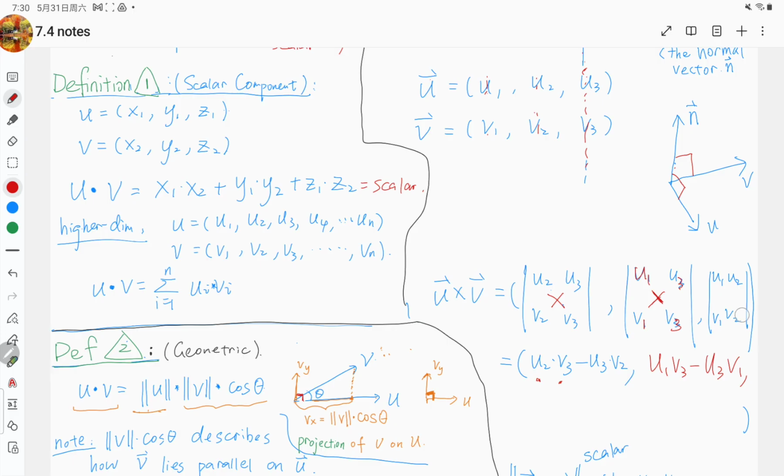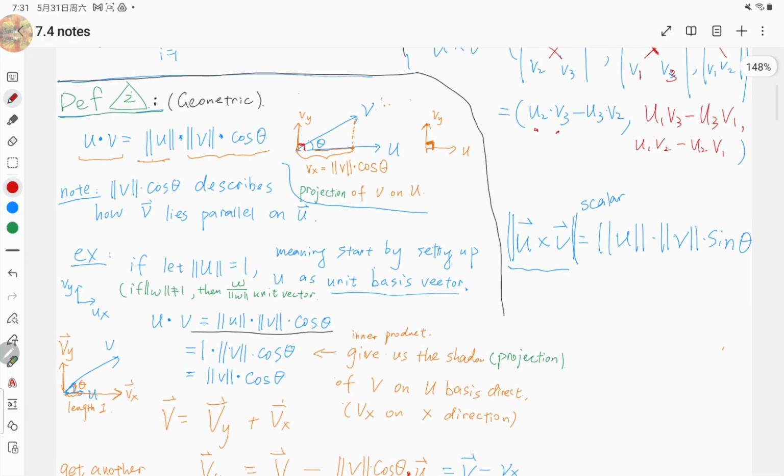And of course, it's a cross product, right? So there's limited space, but this is the third component. I guess you know, right? So this cross is u1 v2, and then this cross is minus u2 v1, right?